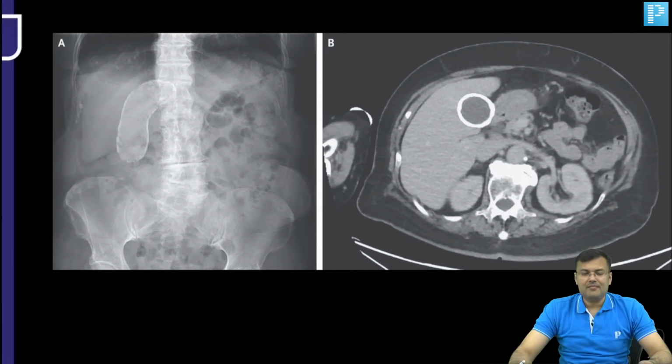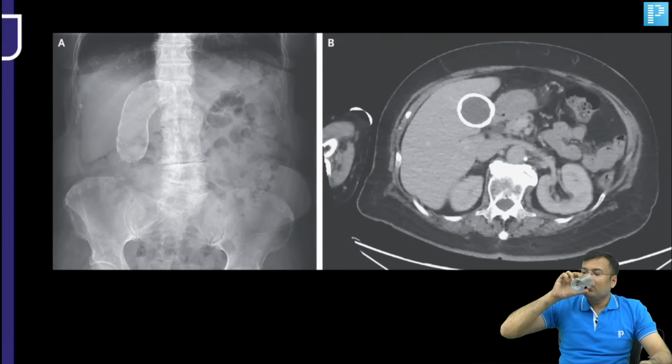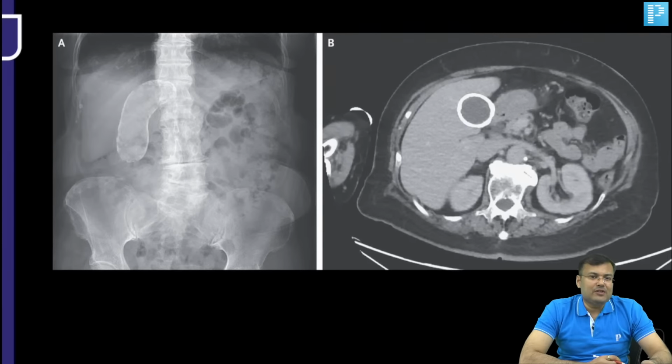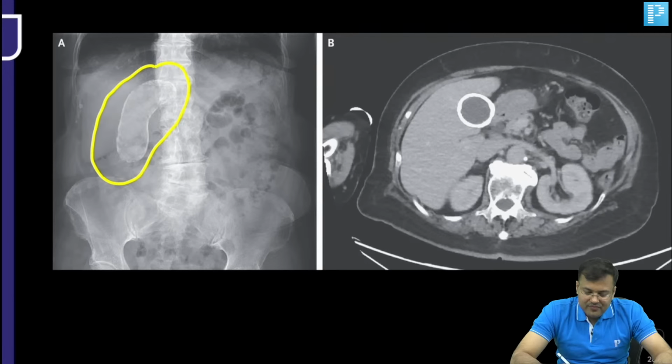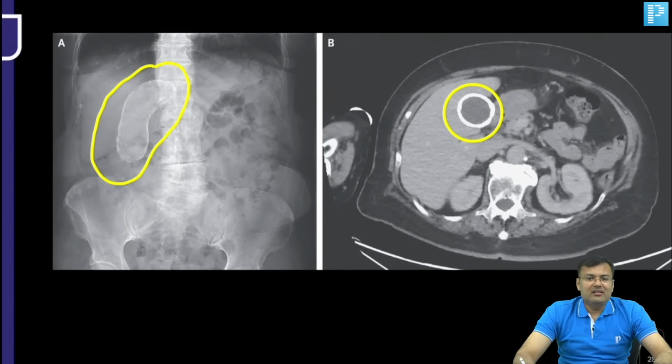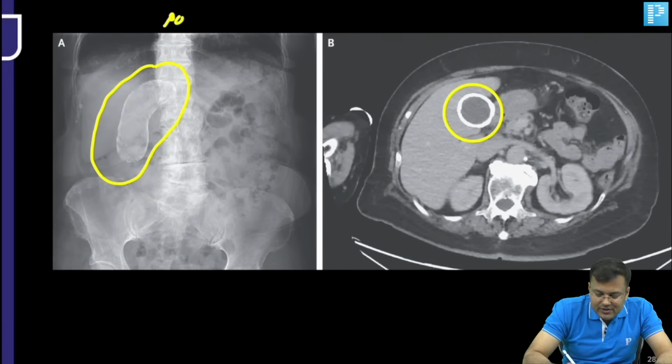Next, guys, tell me what's the diagnosis? Waiting for your reply. Easiest question. What's the diagnosis here? Okay, what you can see? You can see this organ and you can see this organ, right? On X-ray you can see something, on CT you can see something. So, what you can see? Gallbladder is calcified. This is calcified gallbladder. What is the other name? This is porcelain gallbladder.